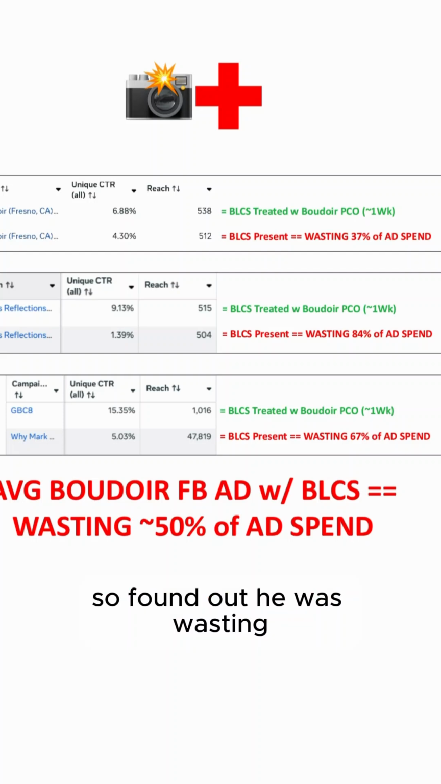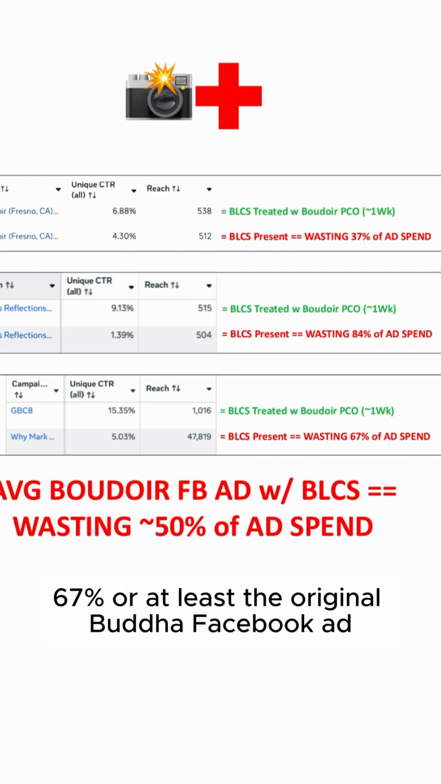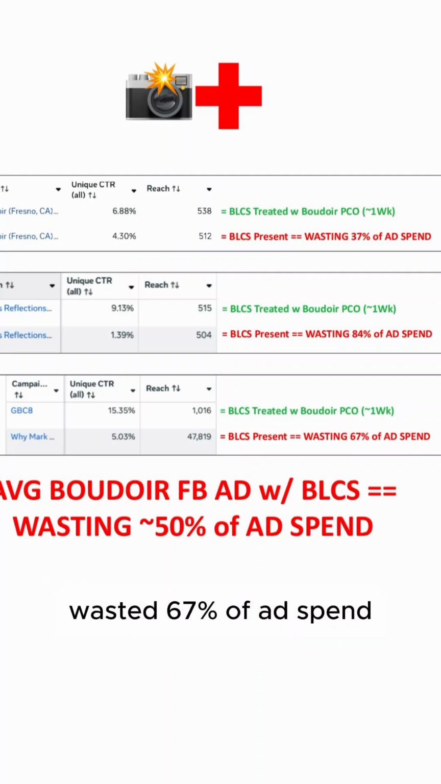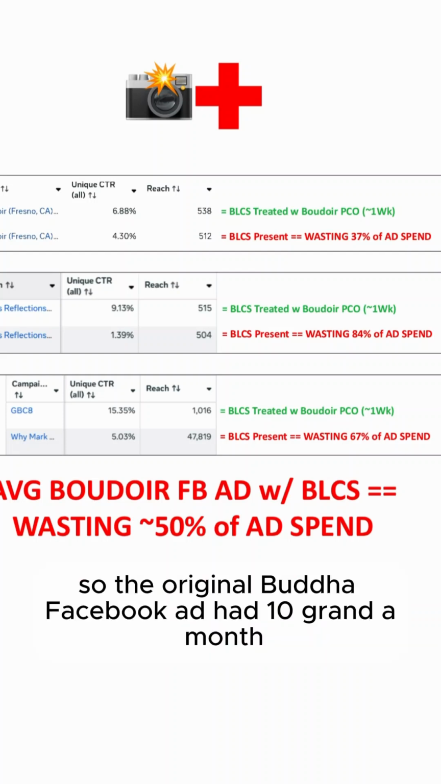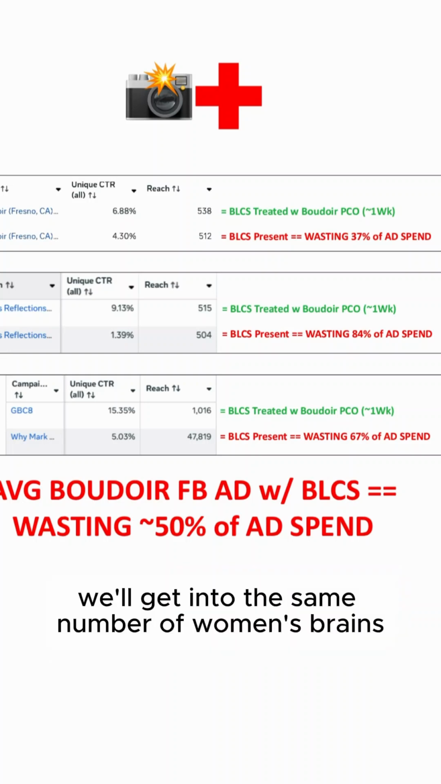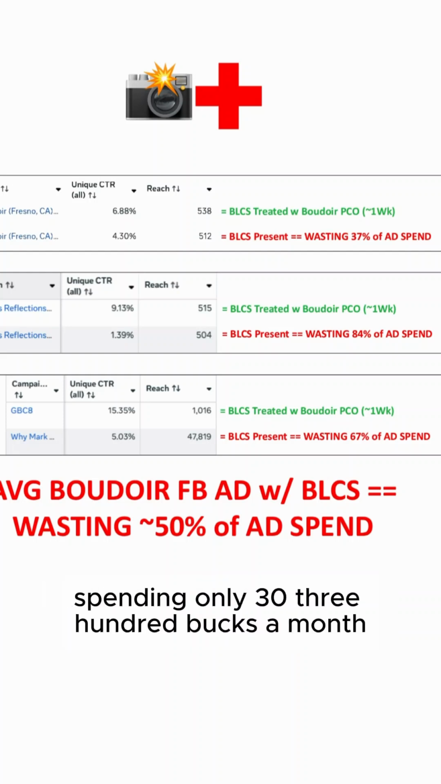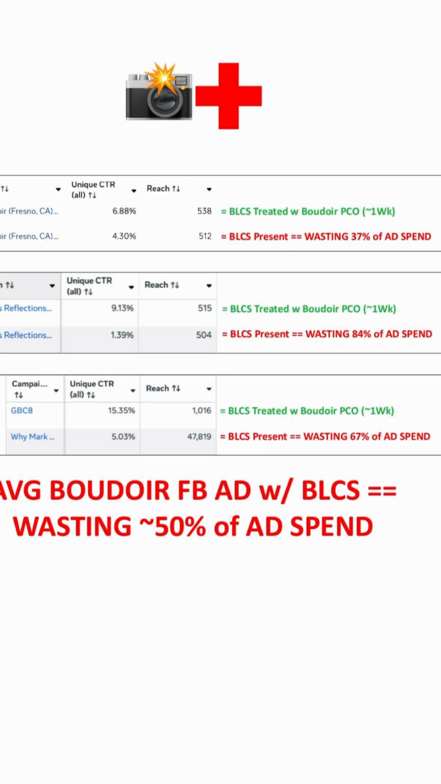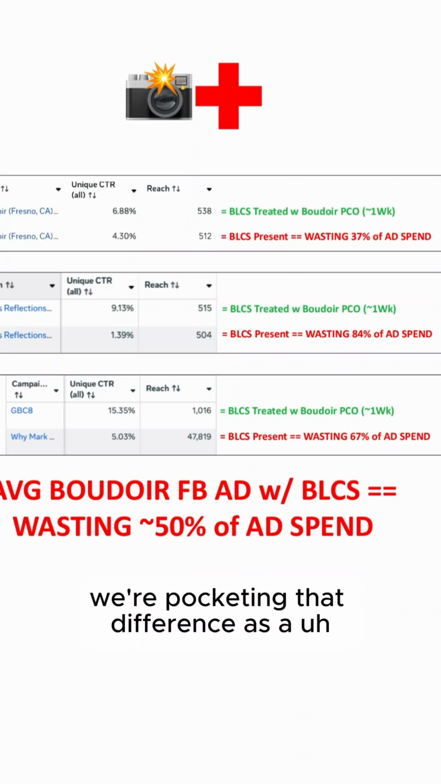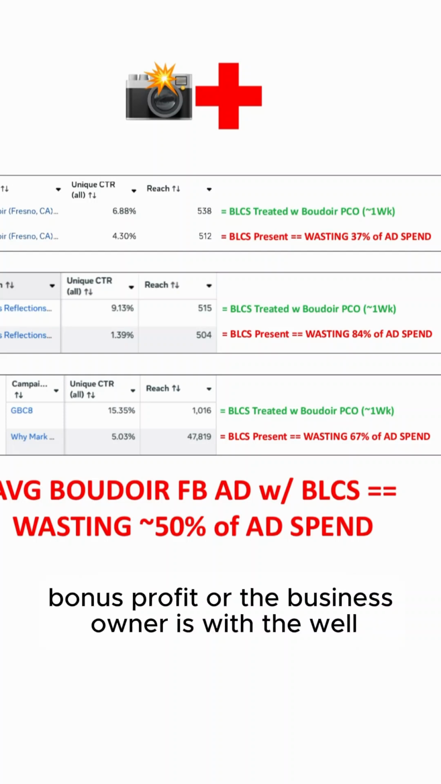So I found out the original boudoir Facebook ad was wasting 67% of ad spend. The original ad had 10 grand a month, getting in front of the same number of women's brains as the Boudoir Pico treated ad, which spends only $3,300 a month. So that whole difference, we're pocketing as bonus profit, or the business owner is, the boudoir photographer.